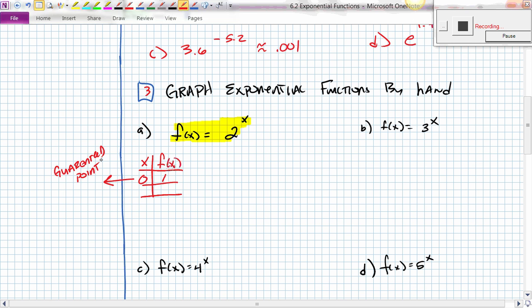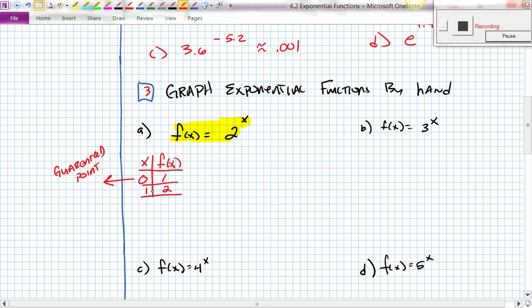That's the guaranteed point, right? 0, 1. Because when you plug in 0 for an exponent, you're guaranteed to get 1. That's a little rule that we learned way back in like the first week of school. Now I'm going to plug in when x is equal to 1. If x is equal to 1, what do I get out? I get 2, right? Because 2 to the first power is 2.